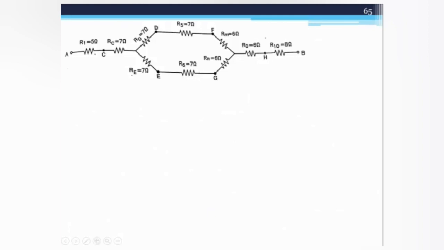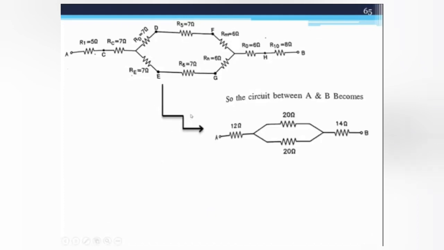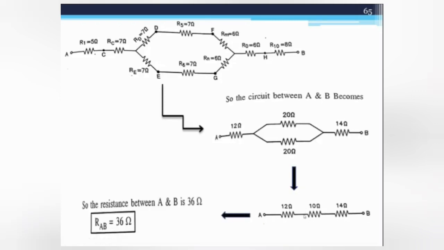Now, very simple. These two are in series. These three are in series. These three are in series. These two are in series. After that, our circuit becomes like this one. 5 plus 7, 12. 7 plus 7 plus 6, it is 20. 6 plus 8, 14. 6 plus 7 plus 7, 20. Now 20 and 20 in parallel, so the equivalent of that is 10 ohm. And the 3 resistors are connected in series. So the final answer, the resistance between the A and B terminals, is 36 ohm.